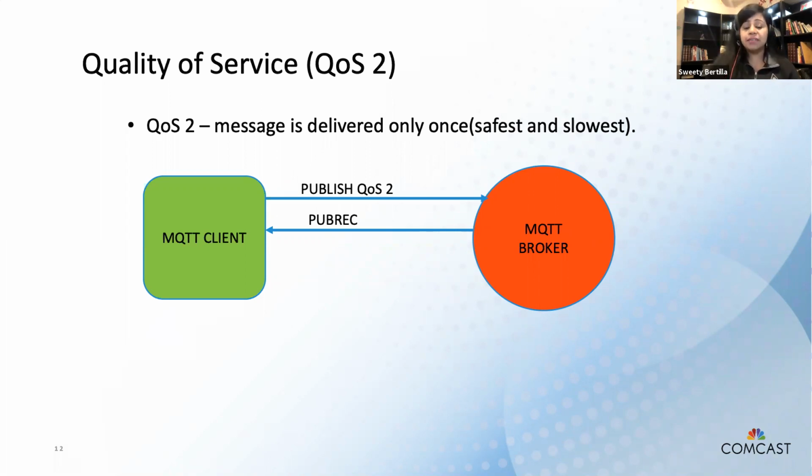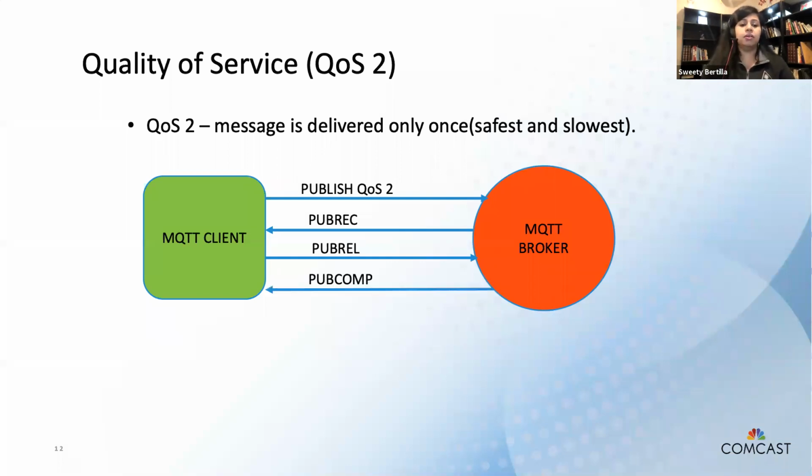Once the publisher receives the acknowledgement, that's when it deletes the message and sends another acknowledgement. This is when the MQTT broker deletes its message and sends another acknowledgement. So you can see 4 levels of handshake happening, 2 requests and 2 responses. That's why it's called the slowest. But this guarantees that the user gets the message only once, not more than once.